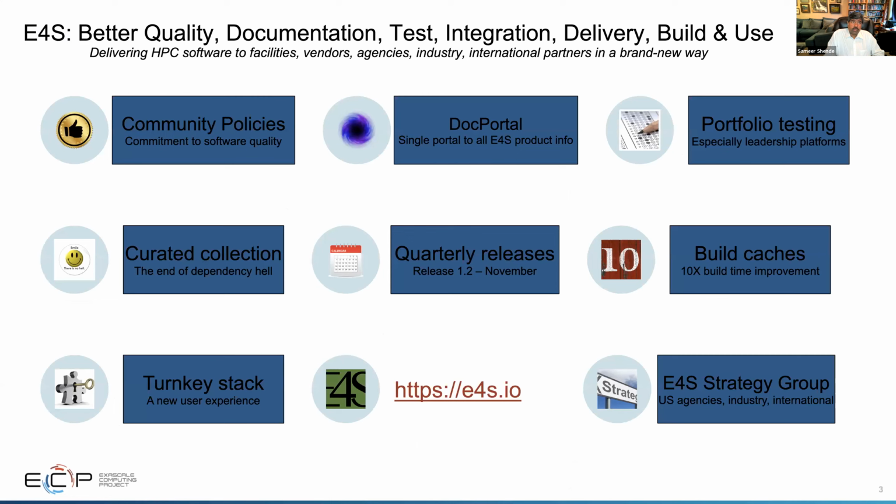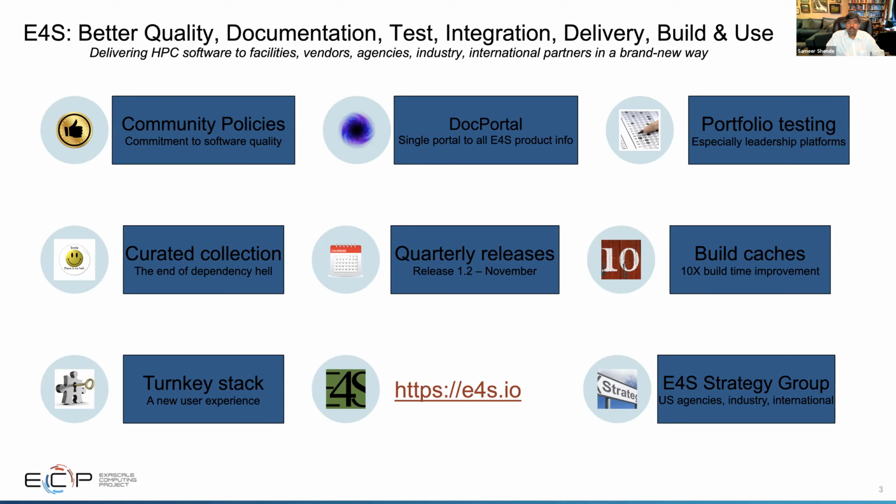To address this problem, the Extreme Scale Scientific Software Stack aims to provide better quality software with documentation, testing, integration, and a way to deliver the software more easily. We have community policies for products to join the E4S. We have a doc portal that's a single portal to all the E4S product information. We have testing. We have a curated collection where we build these tools, we verify that they are working correctly, and then release them in a curated package.